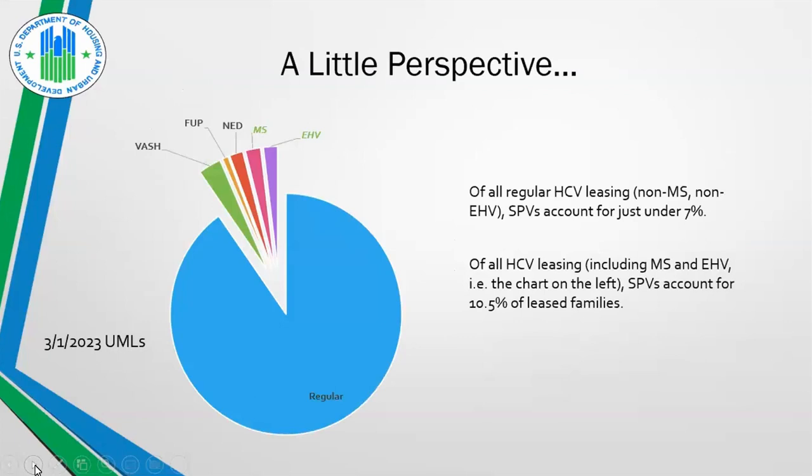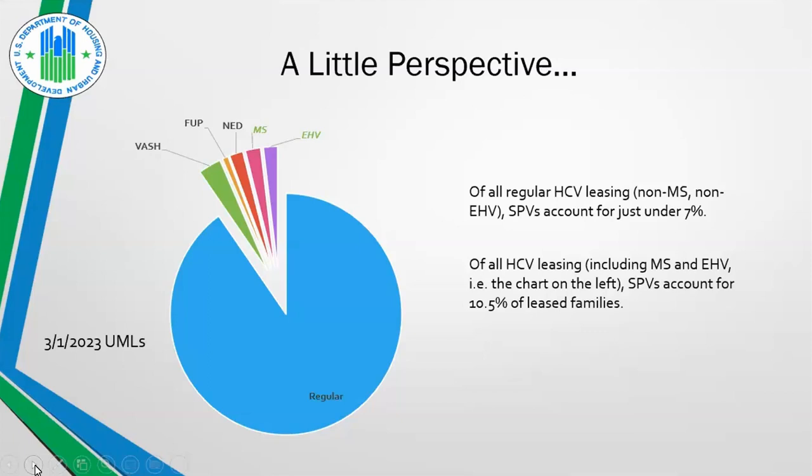So you can see we've got a little pie chart there on the left. And this pie chart represents the full leasing for the voucher program for March. And when I say this regular voucher program, we're excluding the mainstream and the EHV since those are funded a little bit differently. So you can see the size of the pie that is the regular program. And then you can see the other pieces, right? VASH, FUP, and NED. And then you can see the mainstream and EHV that, as I mentioned, are funded a little bit differently. But if we stick those in there, you can see the different slices of the pie.